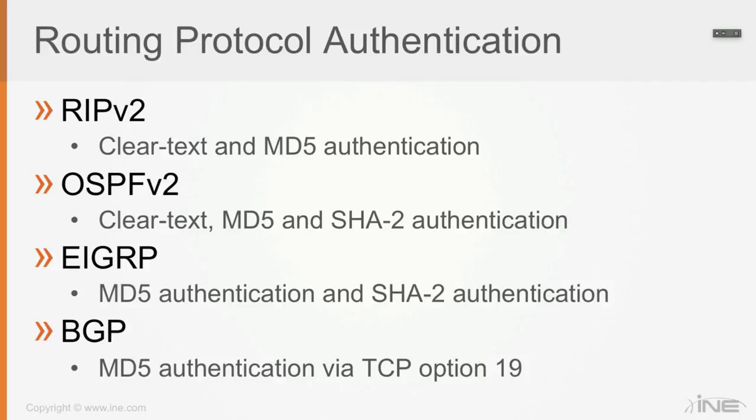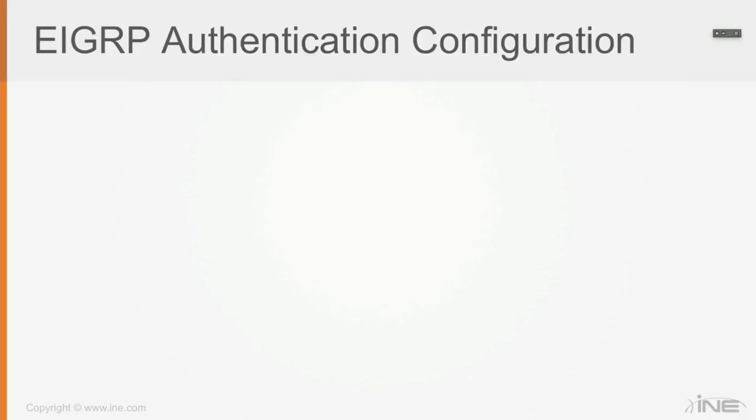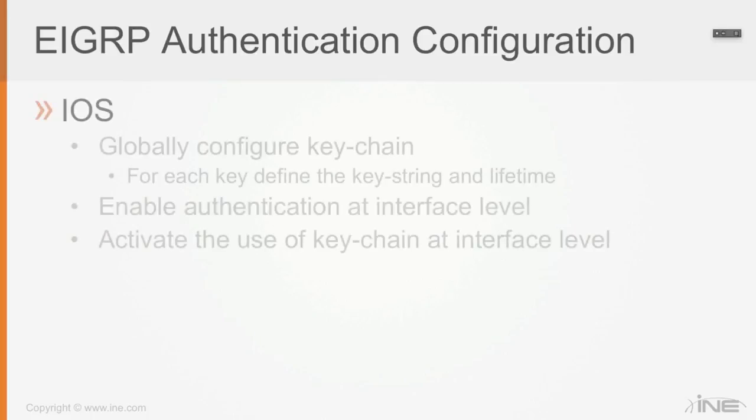Now for the CCNP exam, we're going to do one kind of configuration. We're going to do EIGRP authentication. We're going to configure this on both IOS and ASA.